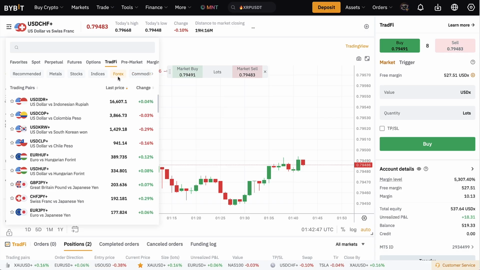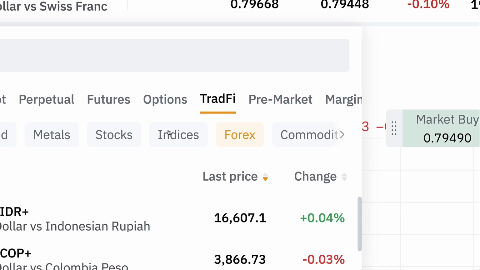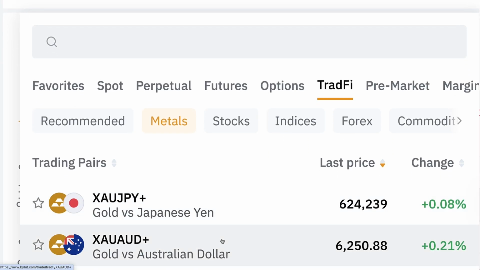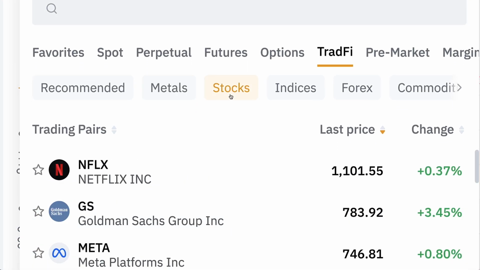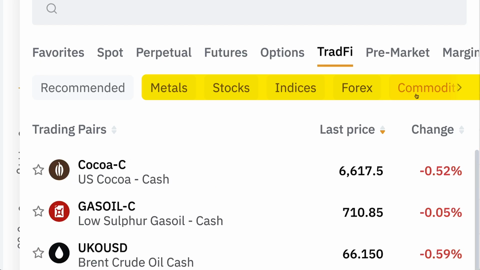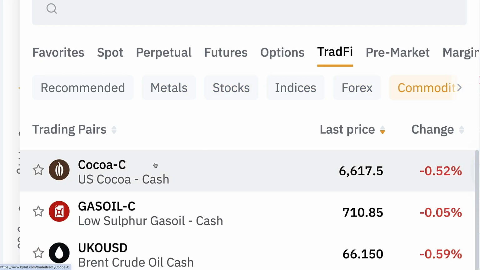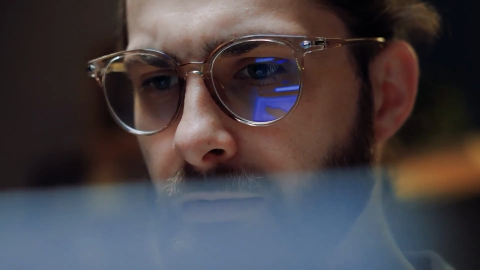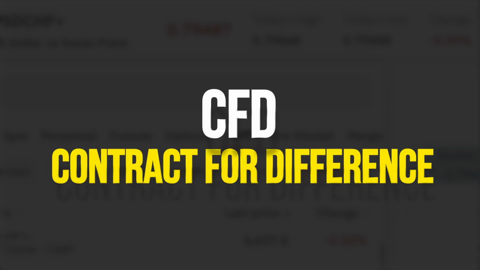When you want to trade Forex and other things right here, you might be asking, what is this TradFi? It stands for traditional finance, so you can trade all kinds of products that have been traditionally available, such as stocks, indices, metals, commodities, you name it. They are available here on TradFi. Notice that you will be trading derivatives trading products, so you don't own the assets directly. These products here on TradFi are CFDs, which means contract for difference.